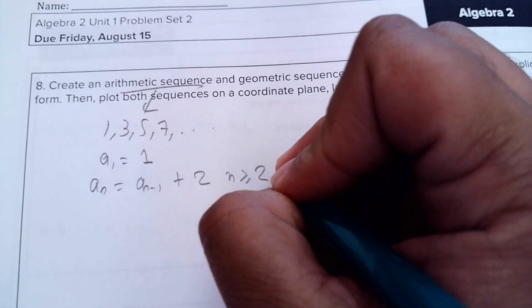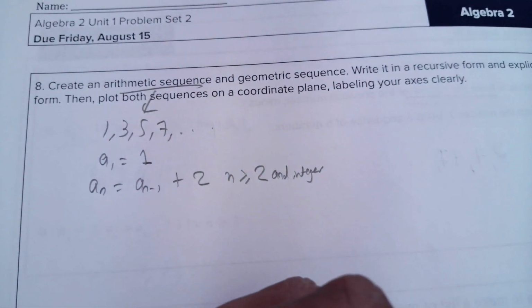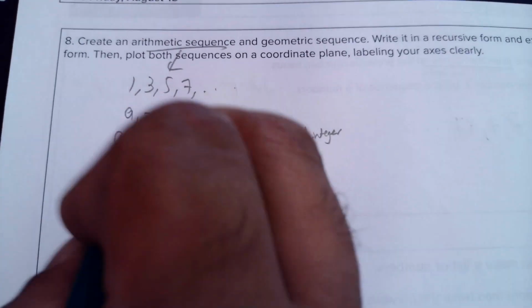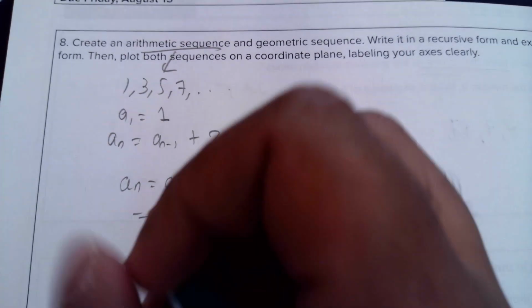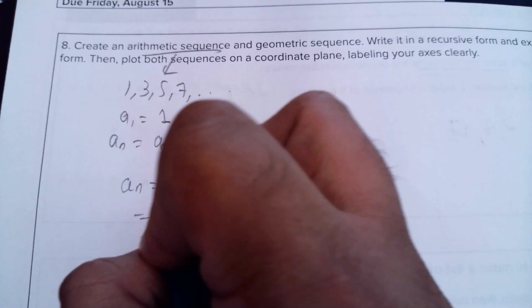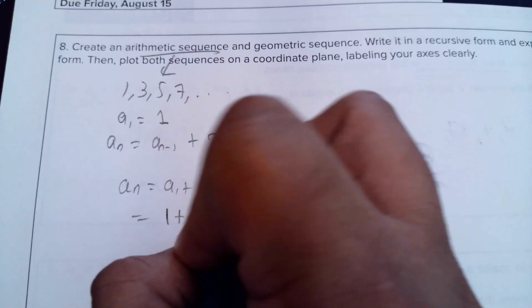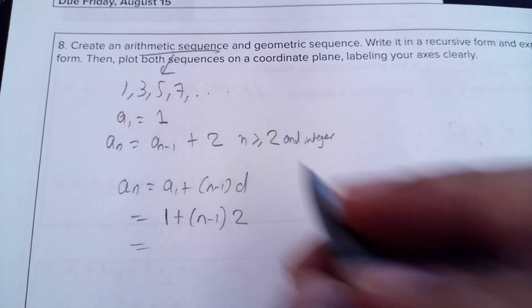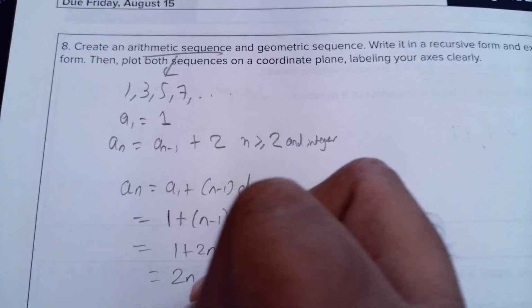An integer, right? Now we'll do explicit. Sorry, that was recursive. The formula for that is again a sub n equals a sub 1 plus n minus 1 times d. The first term is 1, plus n minus 1, which we leave as it is. Your difference is 2, because you're adding 2. You get 1 plus 2n minus 2, which is 2n minus 1.